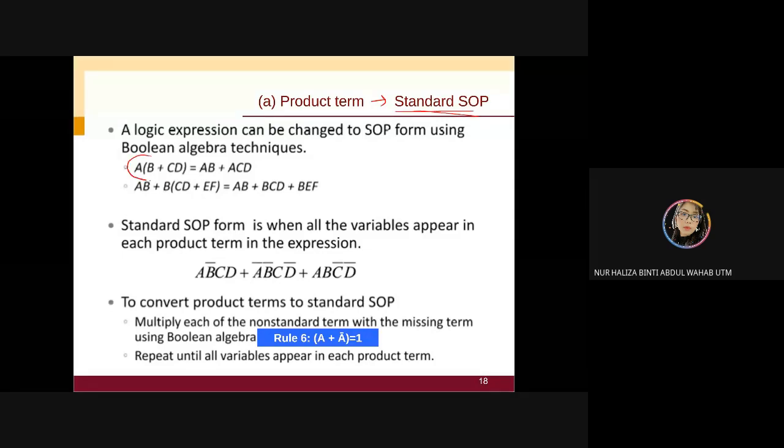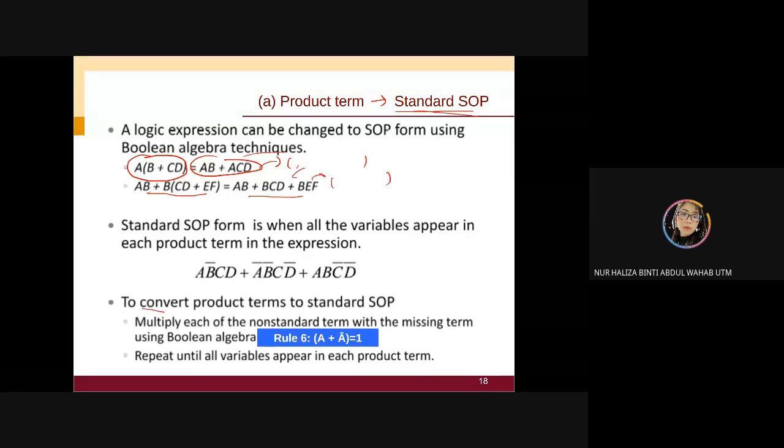You have this Boolean algebra, so you get AB plus ACD. Now you're going to see that your logic can be changed using a Boolean algebra technique. So from this part, you need to later on convert it to a standard. This is also another example you can change to the standard. So how are you going to do it?